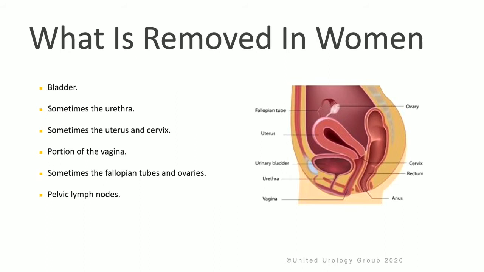During a radical cystectomy, the bladder and sometimes the urethra are removed. Sometimes the uterus and the cervix are removed and portions of the vagina. Sometimes the fallopian tube as well as the ovaries may be removed and the pelvic lymph nodes.